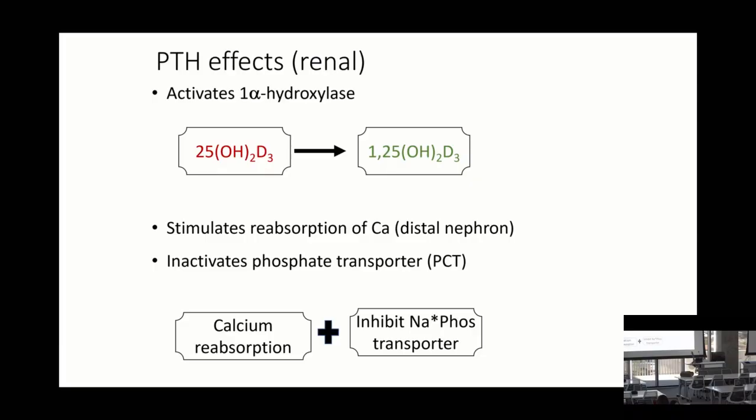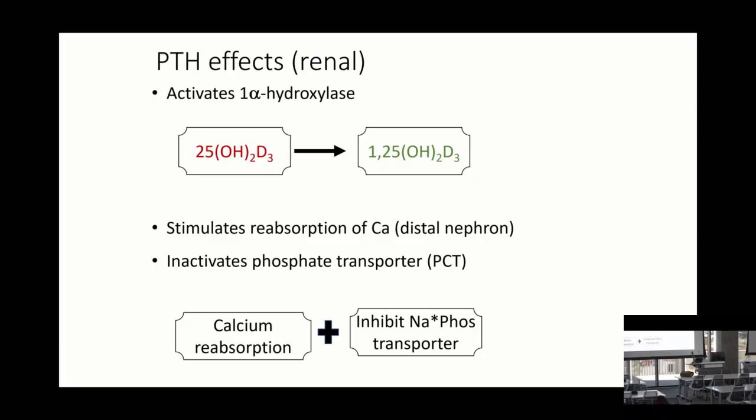Also, PTH stimulates resorption of calcium in the distal nephron. So that's also another important action. And it also inactivates the phosphate transporter. Okay, so you have reabsorption of calcium and loss of phosphate. So the net effect of PTH is increased calcium, decreased phosphate.